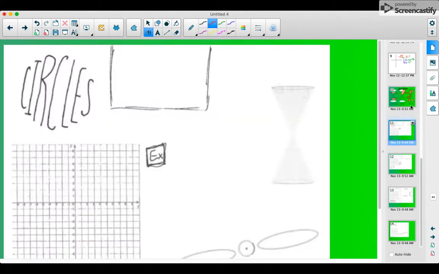Now, you should have gotten this sheet when you walked in. If you did not, go over to the door, and it's sitting on the little shelf right inside the door there, and it should have 2 sides. We'll start with circles because they're the most familiar to us.